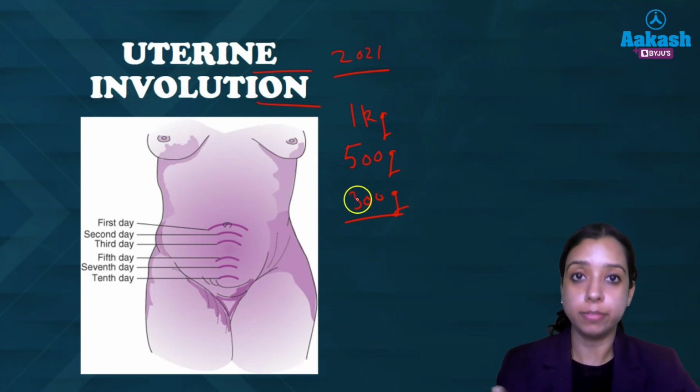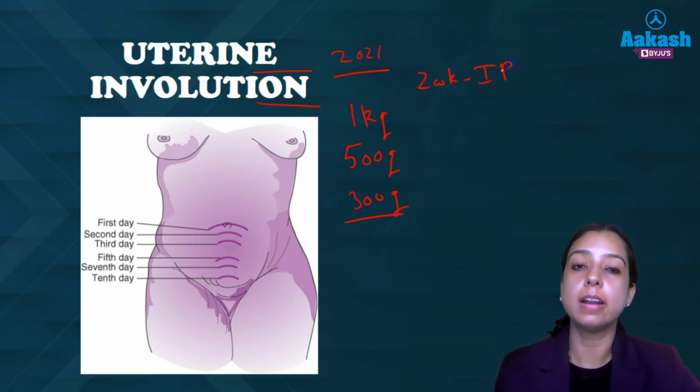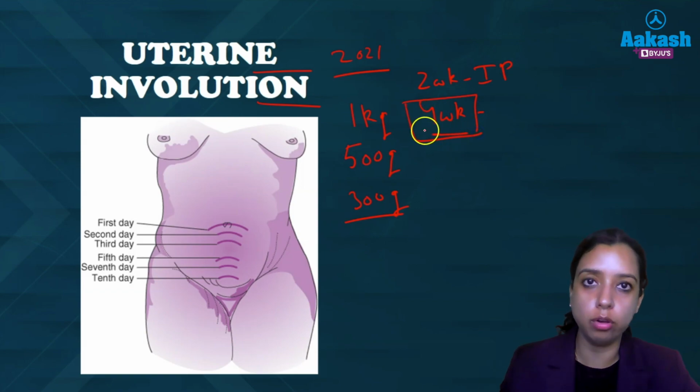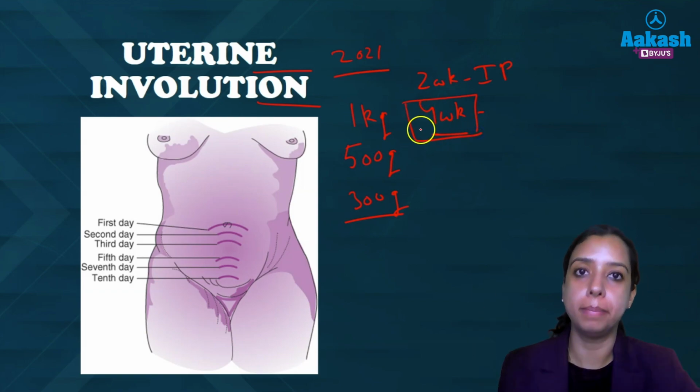Okay? So after 2 weeks, it becomes an intrapelvic organ. And the involution of the uterus is completed by 4 weeks. Remember, it is not 6 weeks as given in Dutta. It is 4 weeks. At 4 weeks, uterine involution is complete.